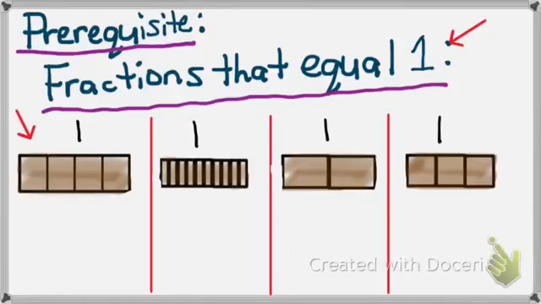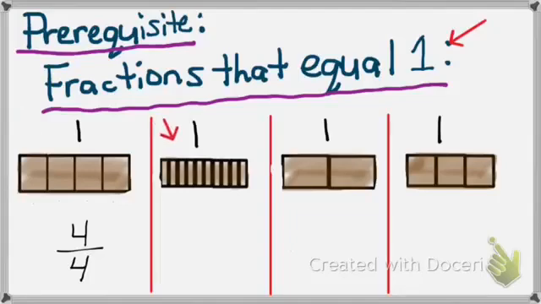There is one whole Hershey bar. Of course, that's mine. I have one whole Hershey bar. Well, how many pieces of the Hershey bar does it take to make a whole Hershey bar? 1, 2, 3, 4 pieces. It takes 4 pieces to make a whole Hershey bar. That's my denominator. My numerator is how many I have. And how many do I have to make that whole Hershey bar? 4. So 4/4 equals 1 whole.